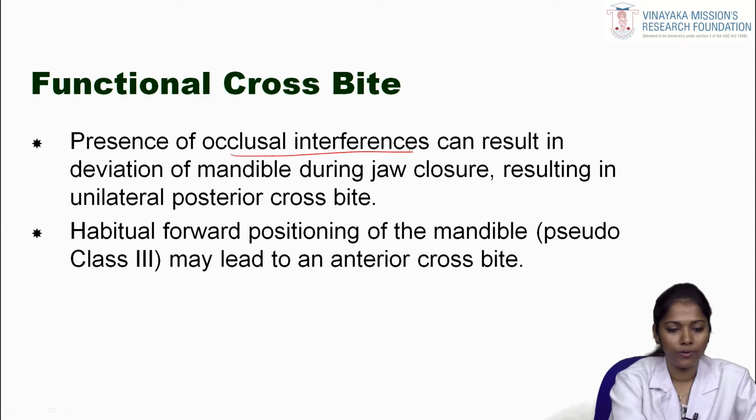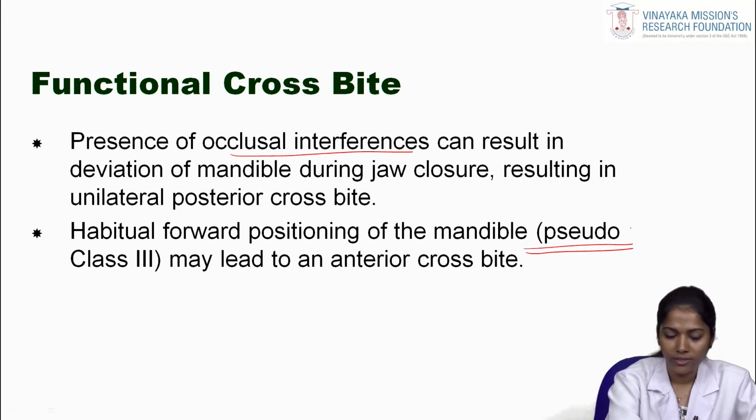This is the key over here. The keyword is occlusal interferences. This is going to result in deviation of the mandible during jaw closure, resulting in unilateral posterior crossbite. The habitual forward positioning of the mandible, otherwise also known as pseudo class 3, may lead to an anterior crossbite.